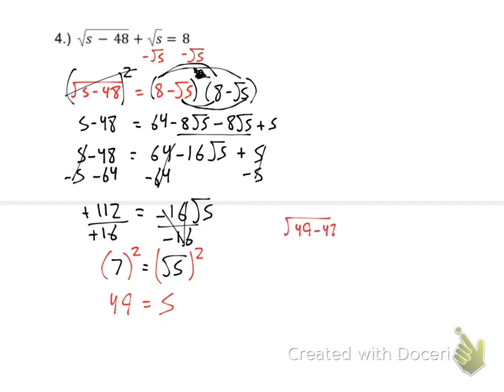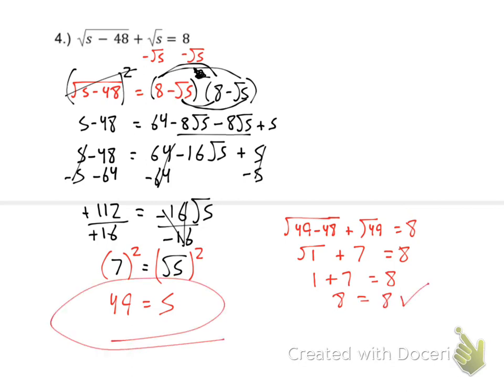The square root of (49 minus 48), right? Plus the square root of 49 should equal 8. What is 49 minus 48? Square root of 1 plus, what's the square root of 49? 7. Okay. Square root of 1 is 1. So 1 plus 7 is 8, and 8 equals 8. Check. So therefore, s is 49.